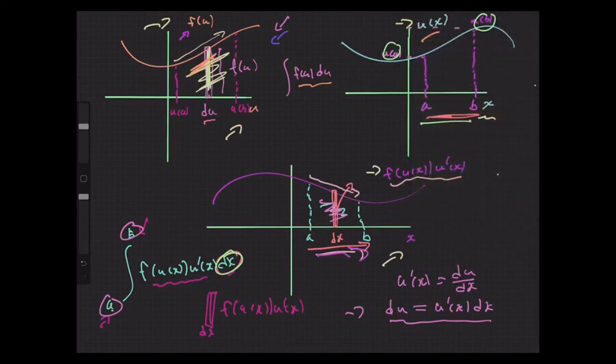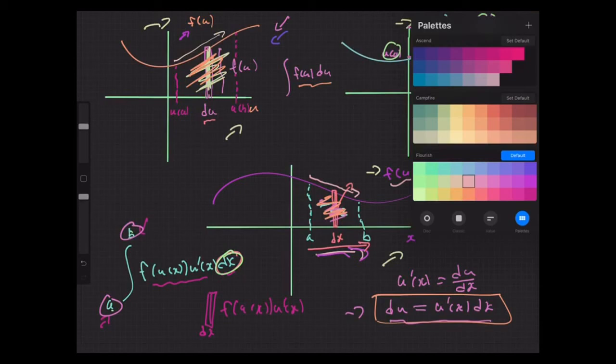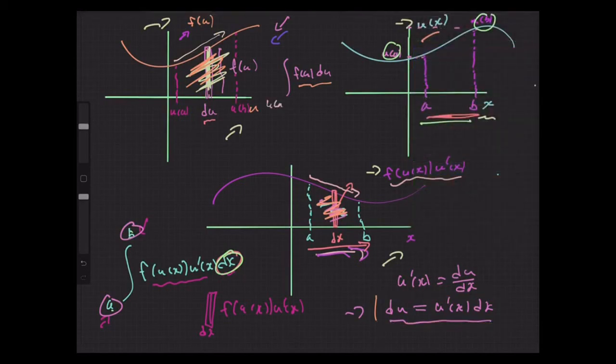Yeah, this area here is going to be the same as this area here, and the reason is this substitution, this du being equal to the u prime of x times dx. And so instead of integrating from a to b of f of u of x times u prime of x dx, I can actually integrate from u of a to u of b of f of u du. And why do I want to do that is a reasonable question. We've gone through all this effort to see why we can do that, but why would I want to do that?